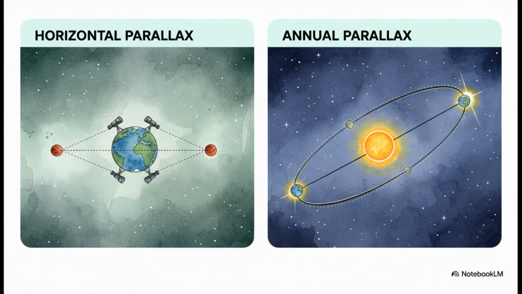We take a measurement of a nearby star's position in, for example, January. Then we wait 6 months. In July, the Earth is on the opposite side of the Sun. We then take a second measurement of the same star. Our 2 observation points are now separated by about 300 million kilometers. This is the foundation of the annual parallax method.